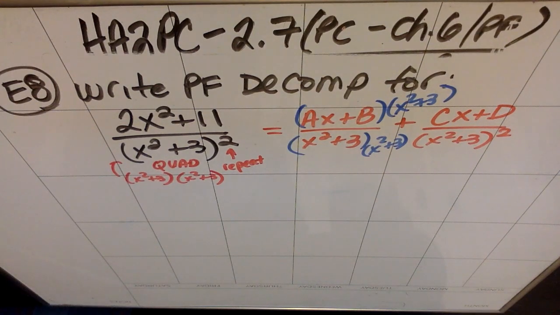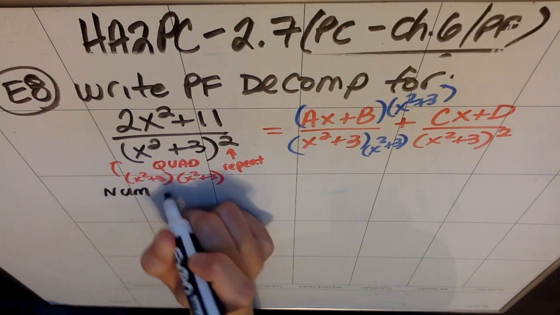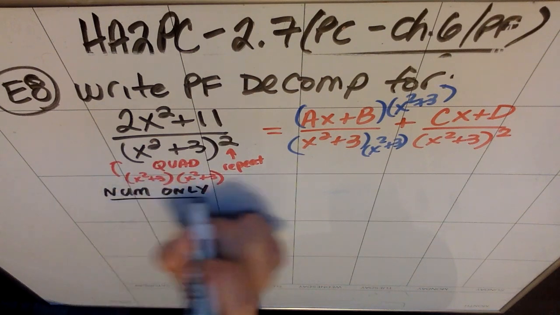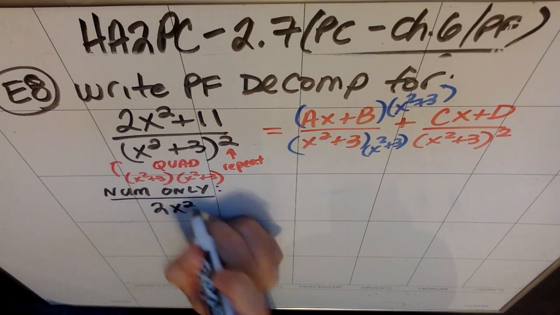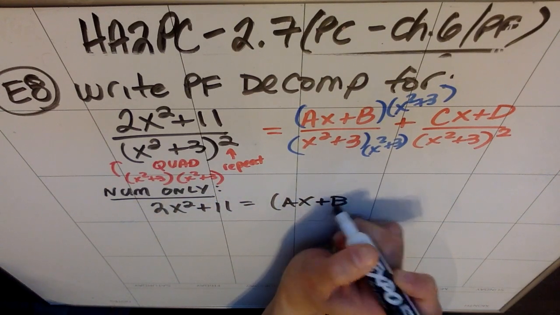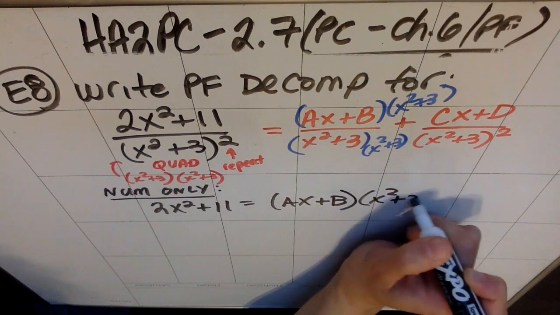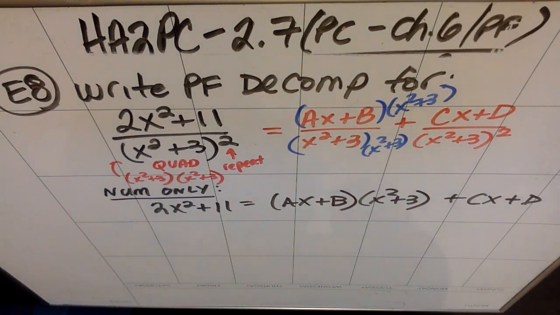So what that means is that when I ignore the denominators, now that they're all the same, when I look at the numerator only because all of the denominators are the same x squared plus 3 quantity squared, I'm going to get 2x squared plus 11 equals this quantity ax plus b times an x squared plus 3, plus cx plus d, right? So there are a couple options here, but the first thing I want to point out is that it's going to be really hard to use clever substitution to find all of these.